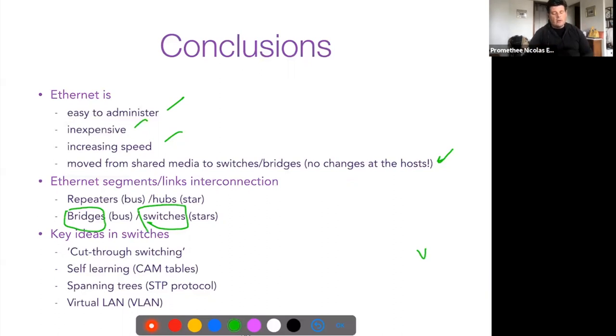And we see that the technologies that we're using are self-learning, cut-through switching if you don't want to buffer the whole frame, and spanning tree because you want to avoid cycles. And to divide not only your domain into multiple collision domains but also the broadcast domain, you can use VLANs. But those are manual.